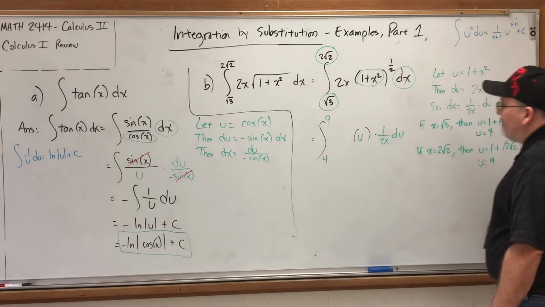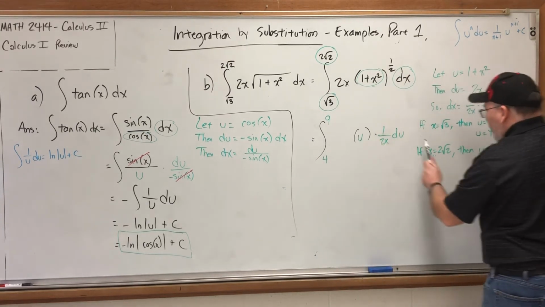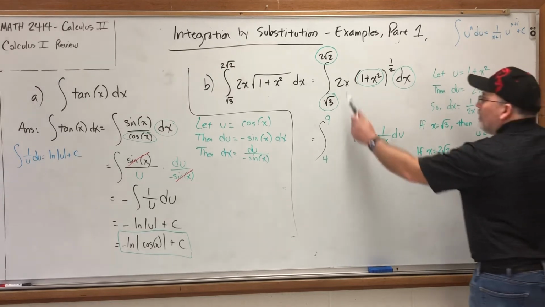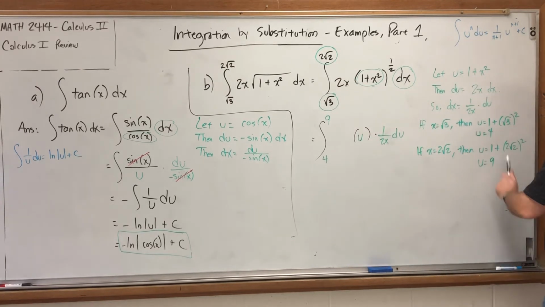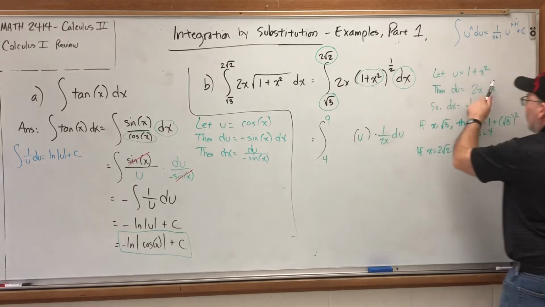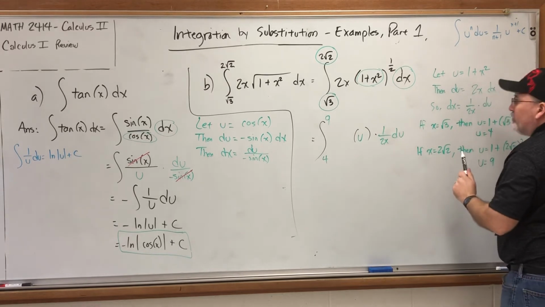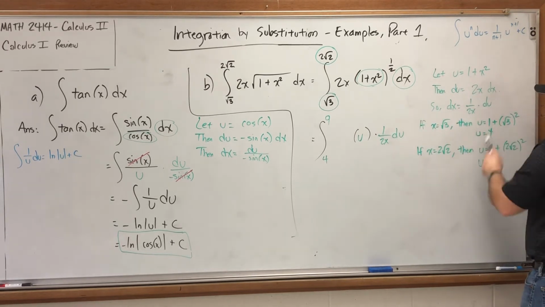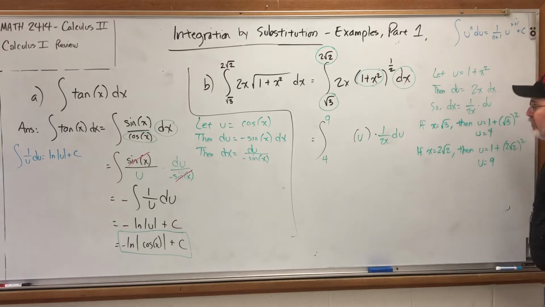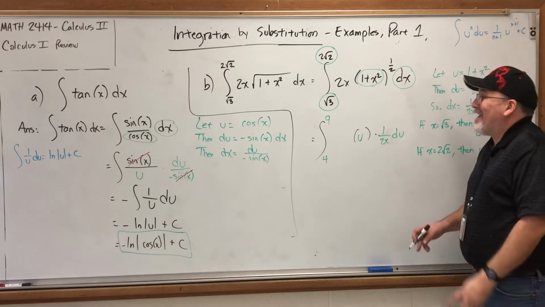All right, so again, take an inventory. The square root of 3 for x became 4 for u. The 2 square root of 2 for x became 9 for u. The 1 plus x squared became u. That was our original substitution. And the dx became 1 over 2x du. So who's not accounted for? Who did I not circle?